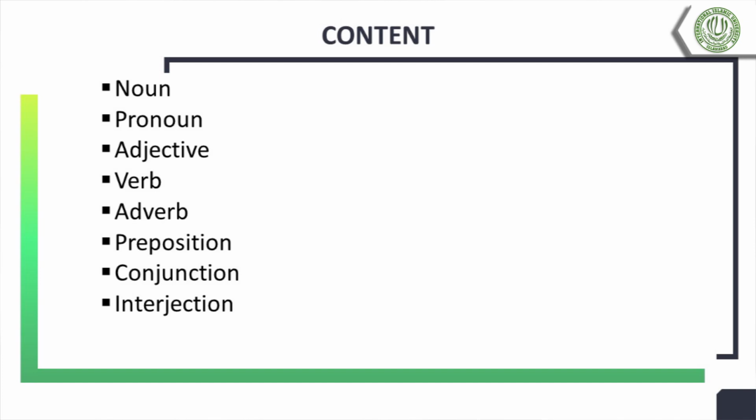There are 8 different kinds of words in English. These words are called word classes or parts of speech: noun, pronoun, adjective, verb, adverb, preposition, conjunction, interjection. Let's start with an activity. In this activity, the students will identify the parts of speech from this paragraph. I read out this paragraph for your convenience.